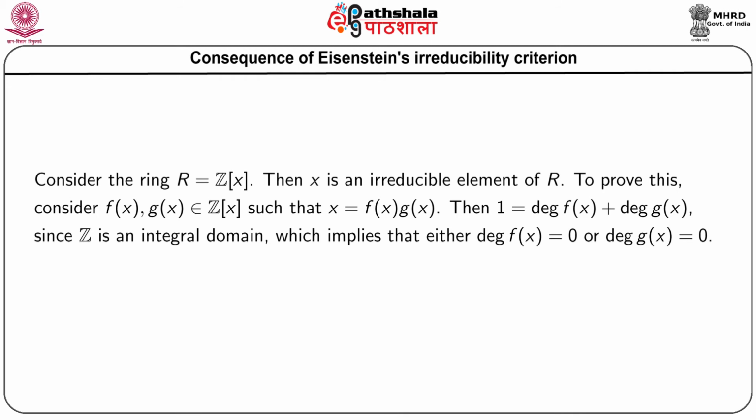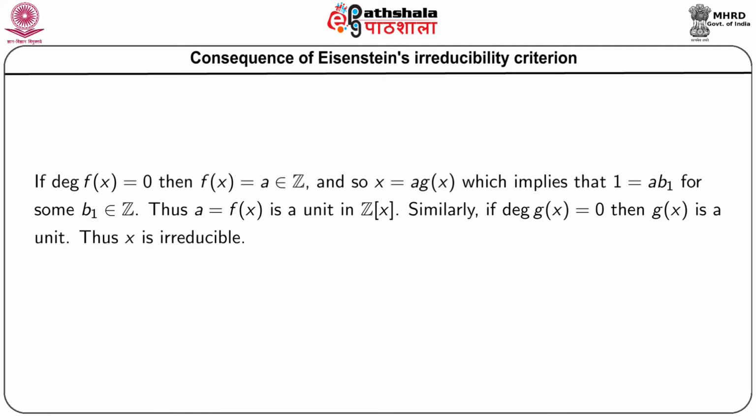Let us see. Suppose X is a product of two polynomials f(x) and g(x) in Z[x]. Since Z is an integral domain, it has no divisors of 0, and hence it follows that degree of x is equal to degree of f(x) plus degree of g(x), that is 1 is equal to degree of f(x) plus degree of g(x), which implies that either degree of f(x) equal to 0 or degree of g(x) equal to 0.